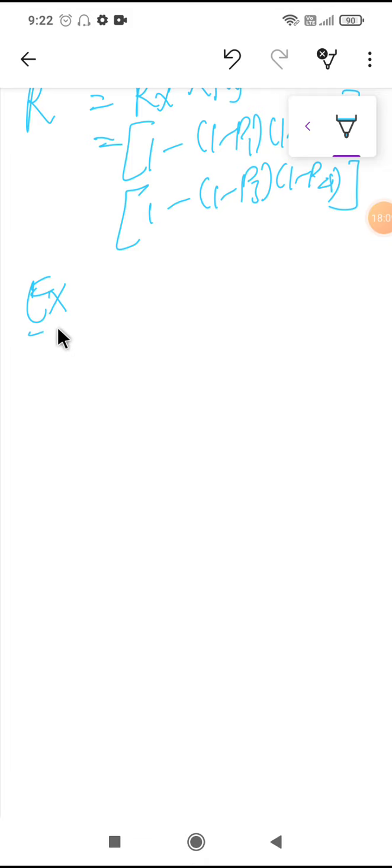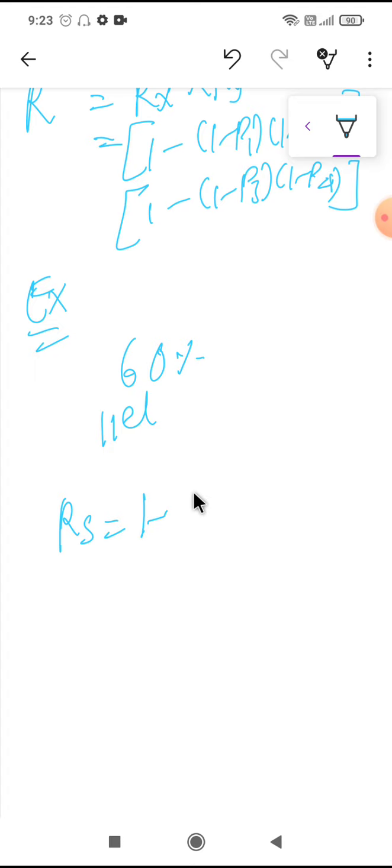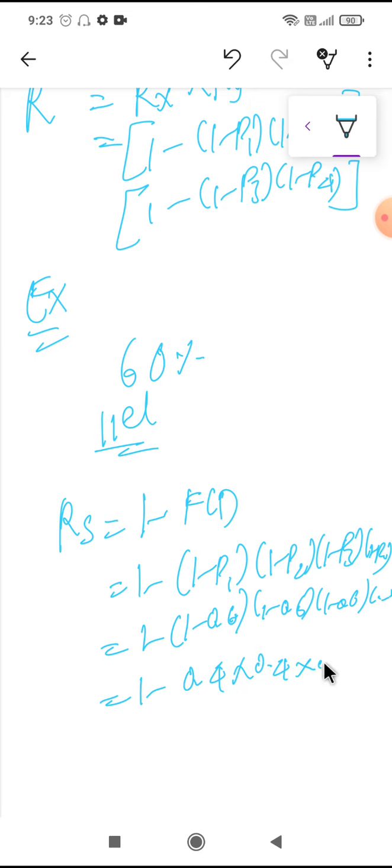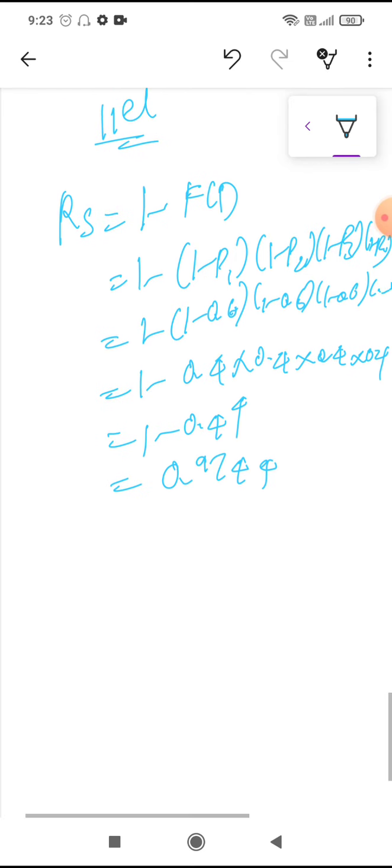An element has a probability of successful operation over a given period of 60%. If four such elements are connected in parallel, find the improvement factor. So we have to find the reliability if there are four components. We know that the reliability for a parallel system is 1 minus F of t. It is 1 minus (1 minus 0.6) into (1 minus 0.6) into (1 minus 0.6) into (1 minus 0.6). So it is nothing but 1 minus 0.4 into 0.4 into 0.4 into 0.4, which is equal to 1 minus 0.4 raised to 4. The value is 0.9744, that is 97%.